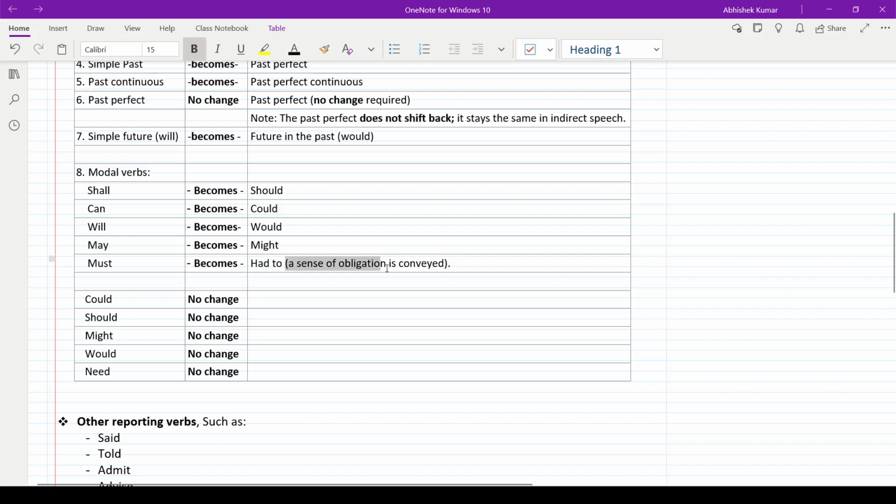It takes a sense of obligation. A sense of obligation is conveyed. "I must do that. He said that I must write a paragraph each day." Then it will be converted in indirect speech like this: He said that he had to write a paragraph each day.